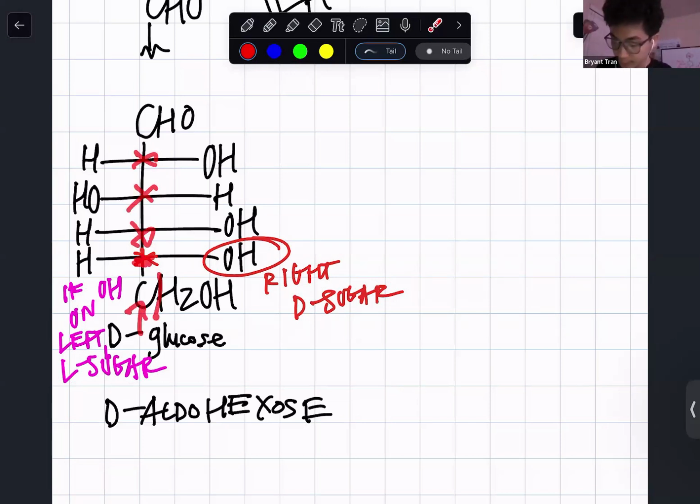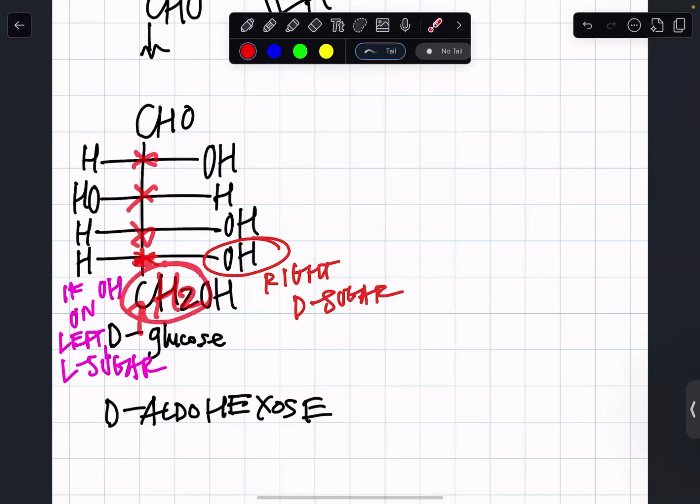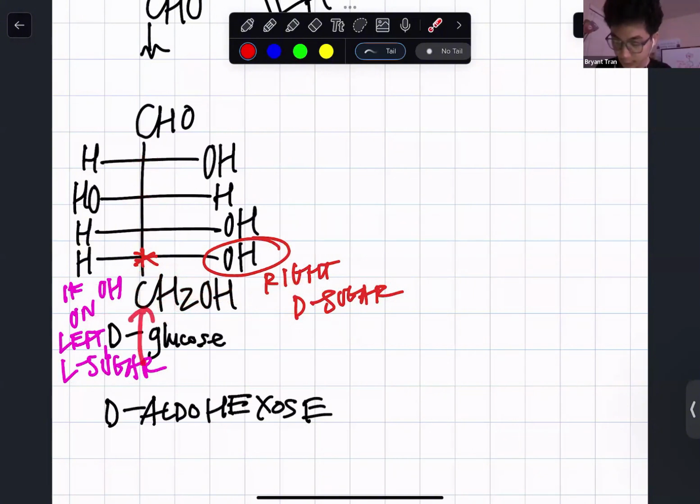That carbon there has 2 hydrogens, right? Because of the H2. And because it has 2 of the same groups, it's not a chiral center. That is the last carbon of the structure, but it's not a chiral center, so we don't consider that as the last chiral center. This right here is the last chiral center right there.